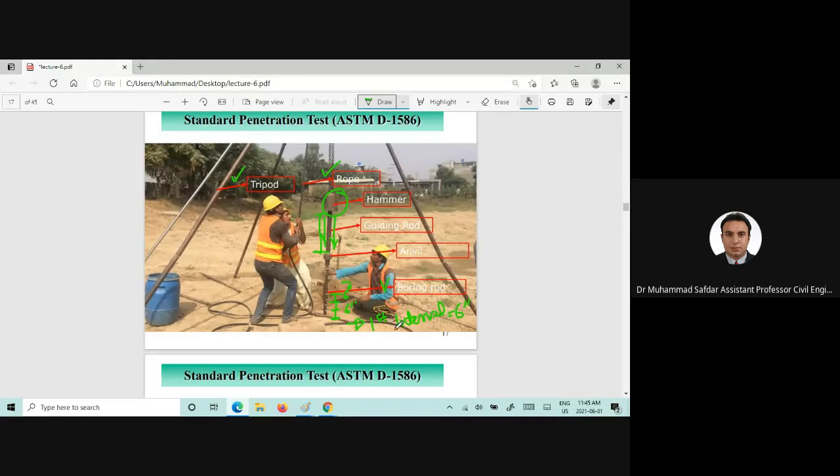Now the first interval is known as the seating drive. In order to avoid the disturbance in the superficial layers in the ground, we usually ignore the blows which are recorded in the first interval of the 6 inches, and we do record the number of blows which are taken by the soil in these two intervals, and that is known as the SPT N value.